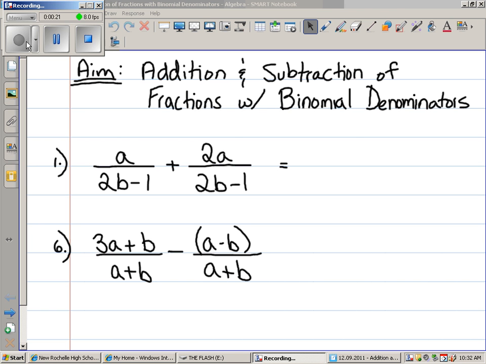What's the secret to adding fractions? What do you have to have? Do these have common denominators? Does it matter if there's more symbols, more stuff down there? No. No, they have the same bottom. So let's take care of this first one. What's the answer?